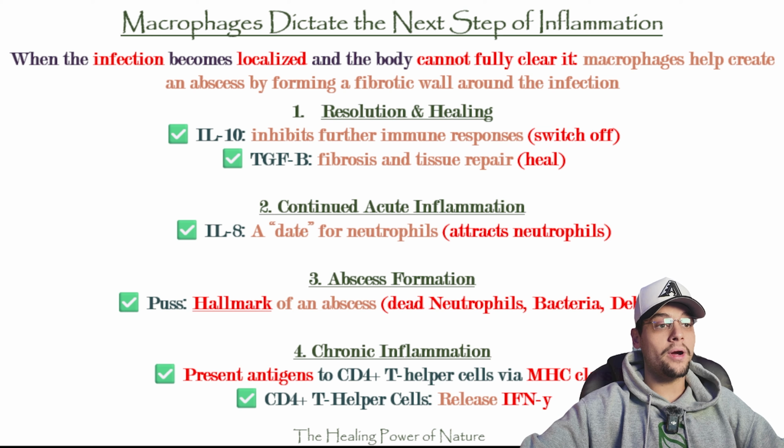Key cytokines to remember: IL-10 and TGF-β are anti-inflammatory. They're for healing and resolution. IL-8 is the key for neutrophil recruitment. Interferon-gamma activates macrophages in chronic inflammation. Some examples are pneumonia, where alveolar macrophages clear debris; abscesses like in staph infection, which create fibrotic, pus-filled abscesses; and in TB, tuberculosis granulomas. Macrophages encase bacteria but fail to clear them, leading to chronic disease.